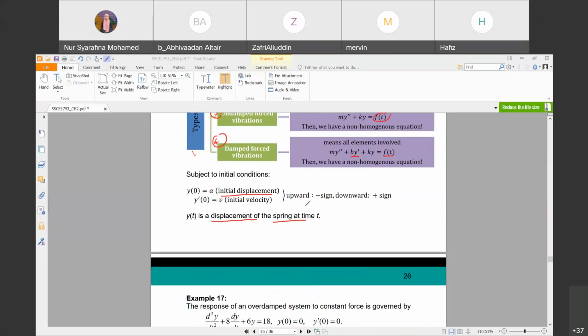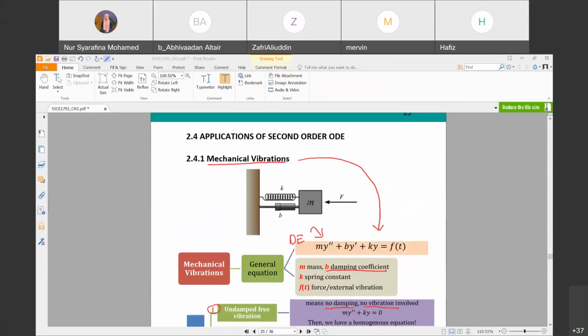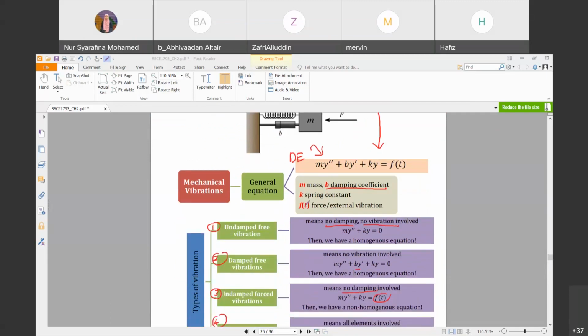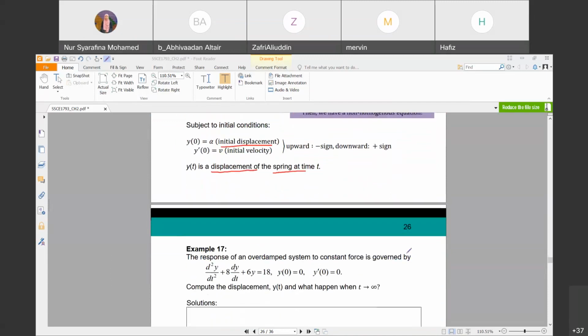Let's take a look at an example. But I'm not going to discuss everything here, I'm just being brief, because after this you're going to use it in the assignment. Now look at this example.